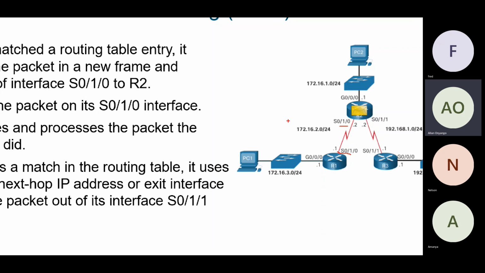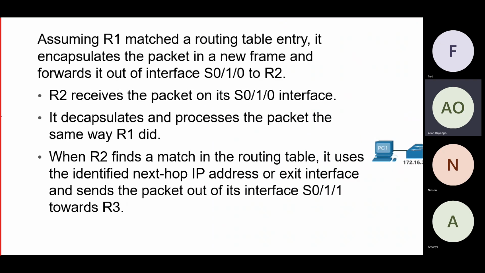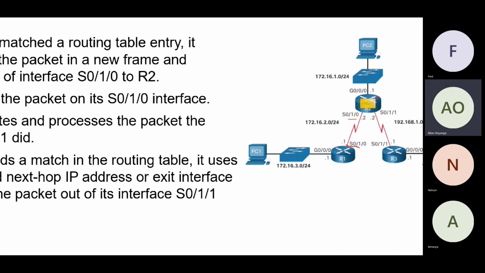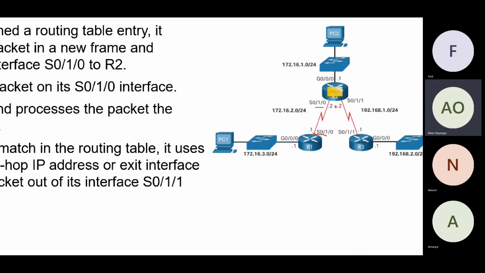If it receives it, the packet goes through the same test. Like we said, it will have to de-encapsulate the packet in order to see the destination IP, just like R1 did. If R2 finds a match in the routing table, then it's going to use one of its exit interfaces or next hop to forward that packet to the next device. In our example, if it finds a match, then it's going to send it through the exit interface S0/1/1 or the next hop of R3, which is 192.168.1.1.